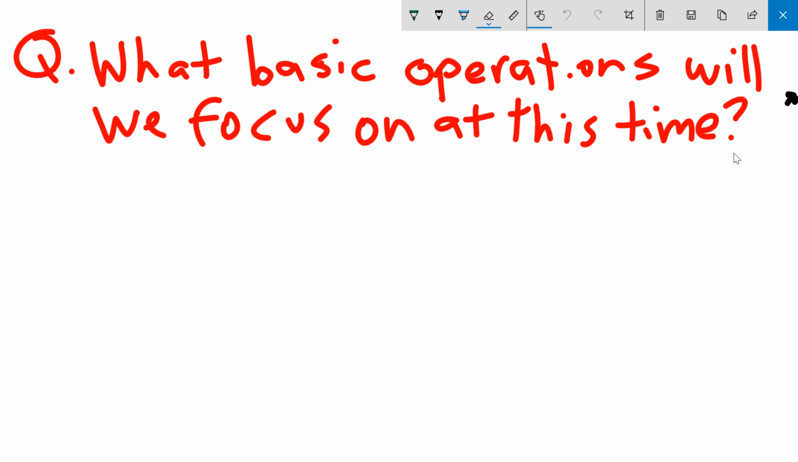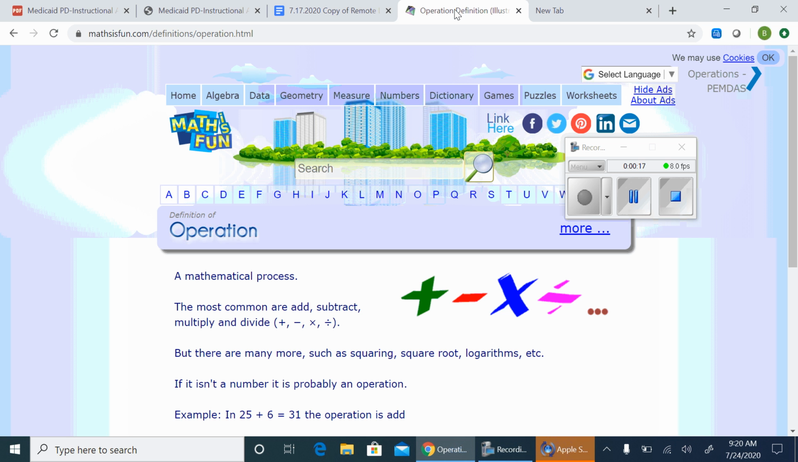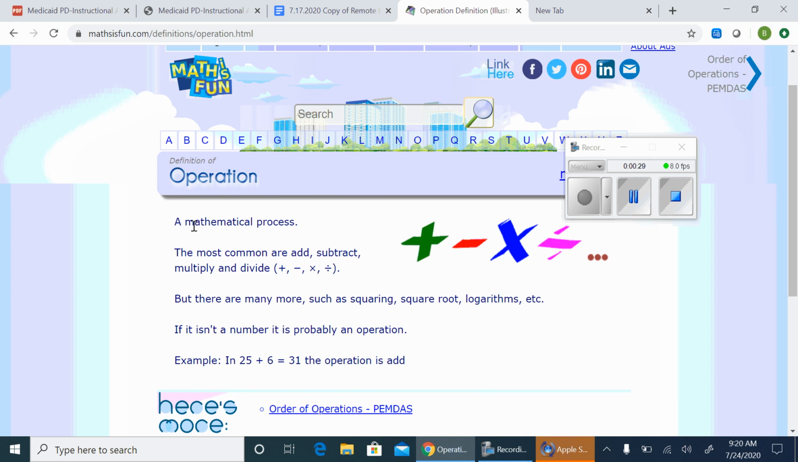All right, let's take a look at some of the basic operations we'll be focusing on at this time. So the first thing I want to do is go to a website. I went ahead and looked up the definition of an operation, and I found mathsfun.com, and it gives a decent definition. It says that an operation is a process, right?